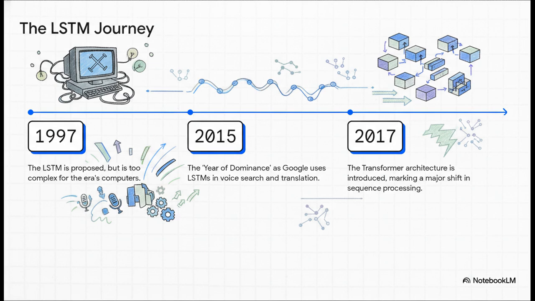It's a pretty remarkable story. The LSTM was actually thought up way, way back in 1997. But the computers back then just couldn't handle it. It was too complex. It wasn't until around 2015, when our hardware finally caught up, that they had their moment. Some people even call it the year of dominance. And yeah, newer things like the transformer architecture have taken the spotlight for a lot of big tasks now, but we can't forget that the LSTM was that crucial, game-changing step that finally taught AI how to really understand sequences.